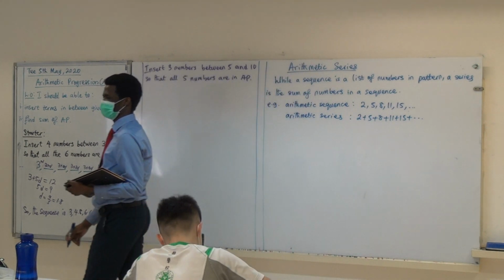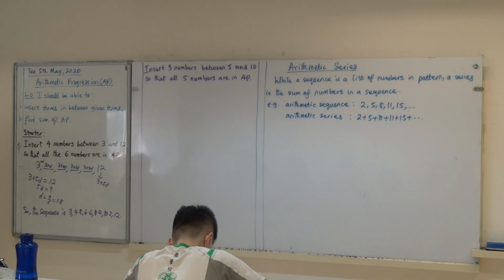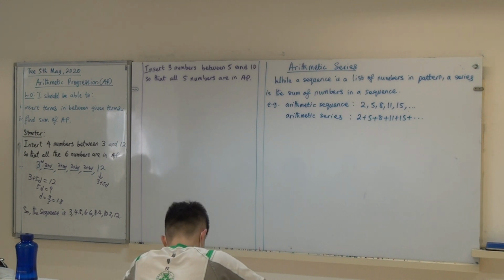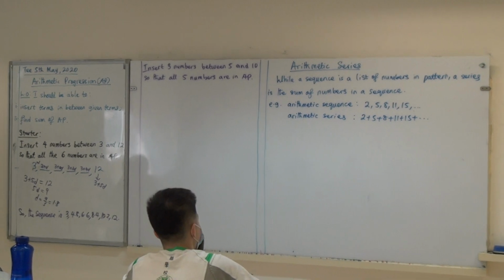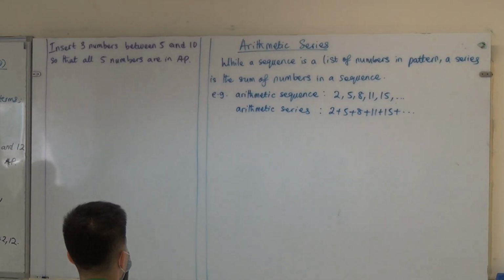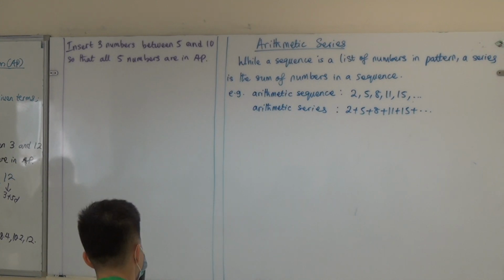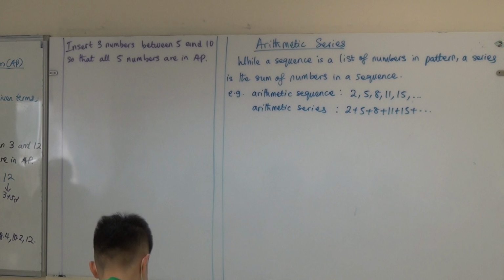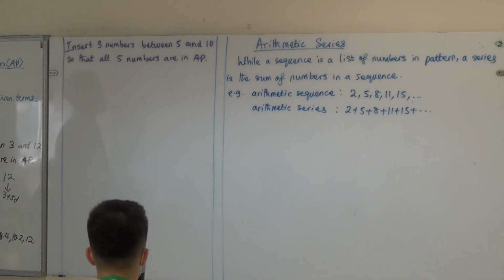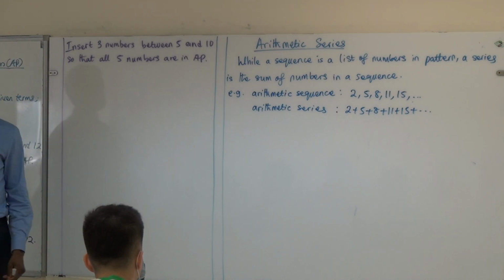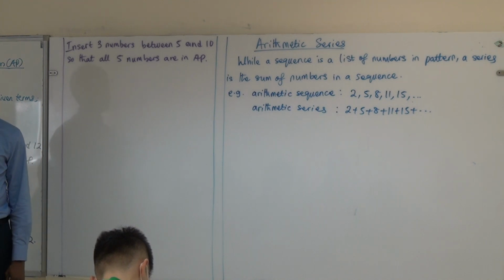Can you see the difference between sequence and series? The sequence is just that list that we've been working with. Series is when you begin to add the numbers. The series can either be finite or infinite, just like your sequence can also be finite or infinite. Finite sequence means it has an end. Infinite sequence means it is endless. We'll talk about infinite series, especially in GP, geometric progression. That's the next thing after arithmetic progression.